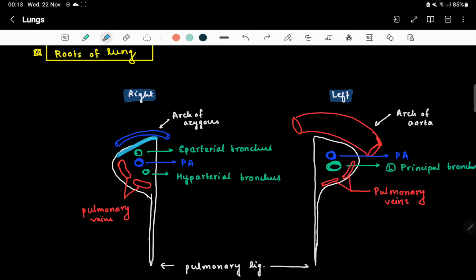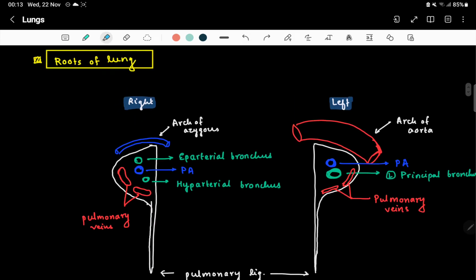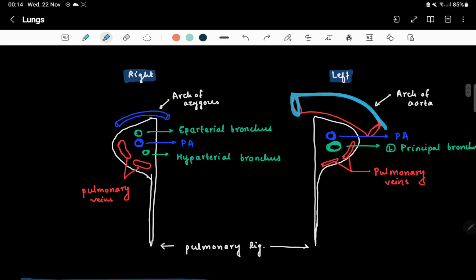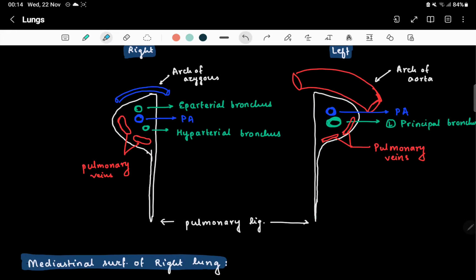Talking about the right root, in the anterior relation, the arch of the azygos vein will be there. The arch of the azygos vein is present above the root. Inside this right root, we have the eparterial bronchus and the hyparterial bronchus, the pulmonary artery and two pulmonary veins, and the pulmonary ligament, of course. In the left root, the arch of the aorta is present above the root of your left lung. And this is again the root. The pulmonary ligament is there, and your pulmonary artery is there.